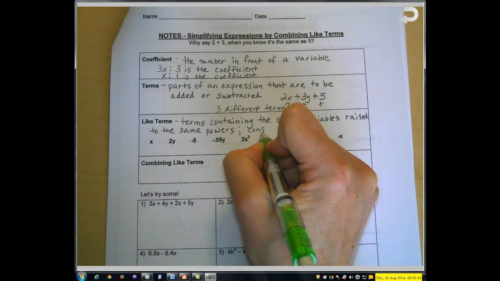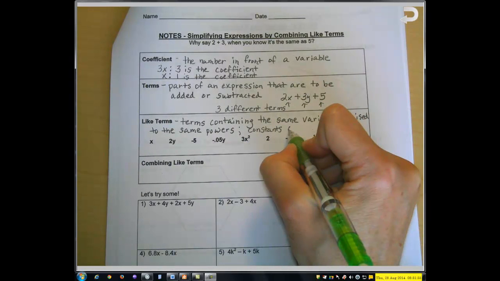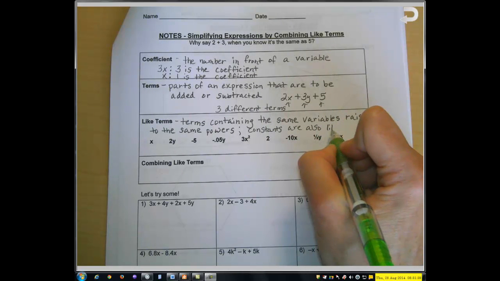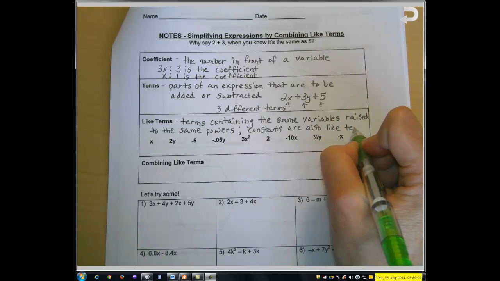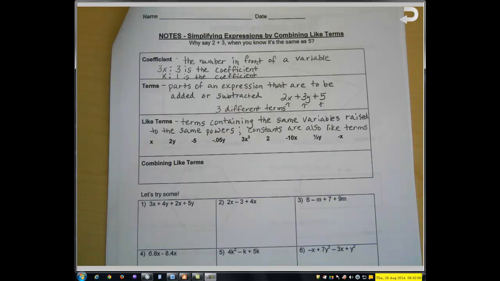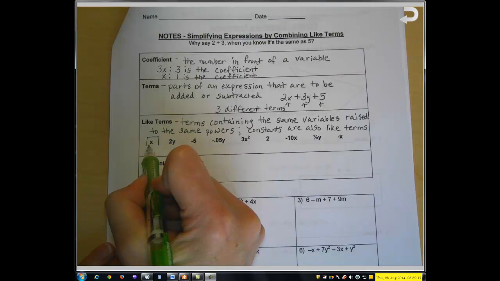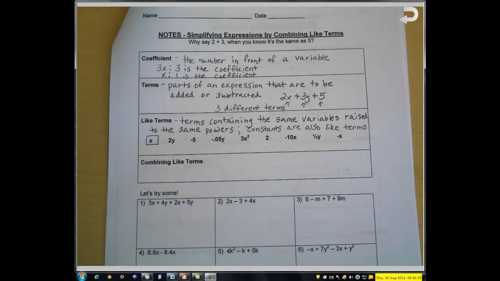Constants or numbers are also like terms. So let's look at this list of terms below. Let's pick out the terms that have the same variable raised to the same power. So let's start with the x here. We're going to put a square around everything that is a like term to this x.